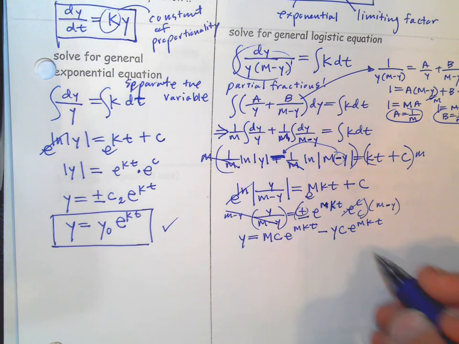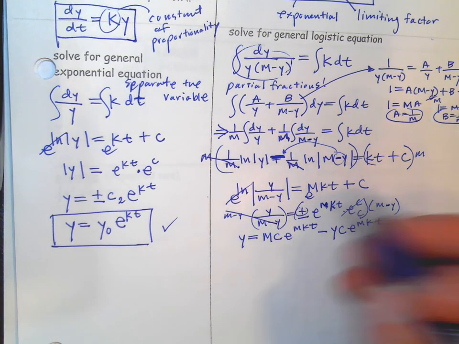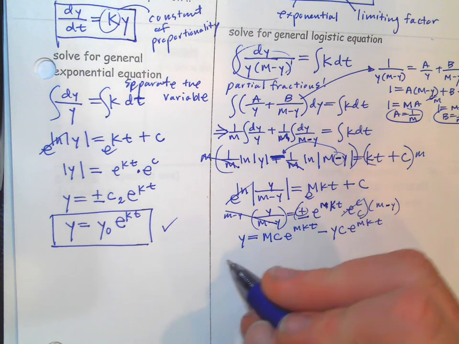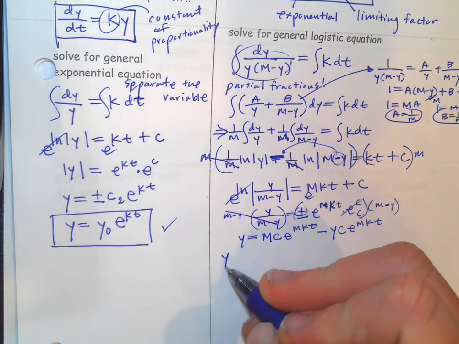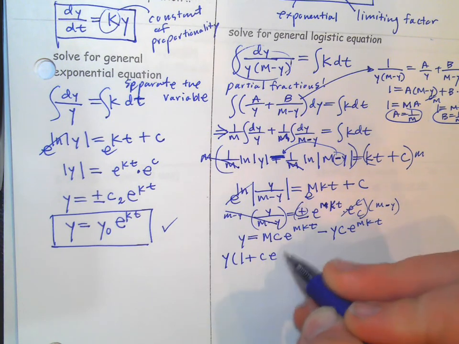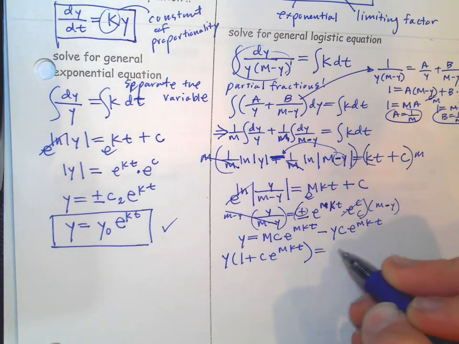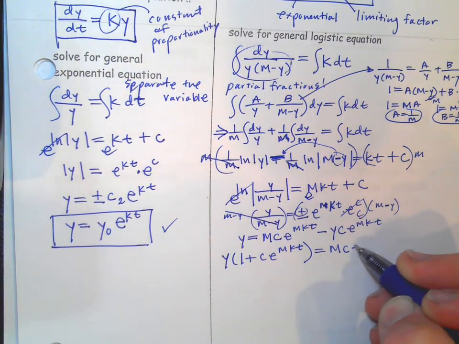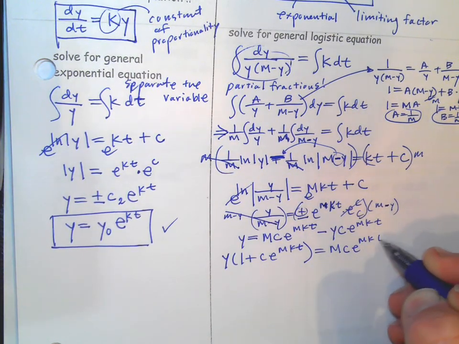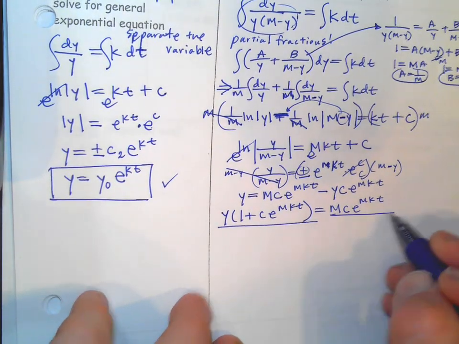And then we want to get the y's back together on the same side. We didn't want them in a fraction though. That's why we had to bust everything up. But now we can bring this back over here and factor the y out. There's 1 plus c e to the mkt equals m c e to the mkt. Getting close. So we're going to divide both sides by that.